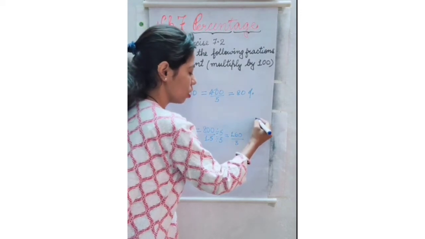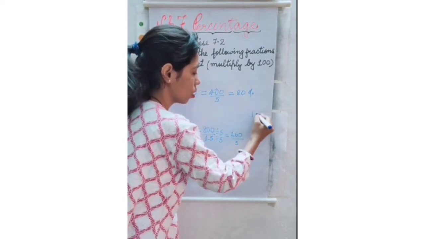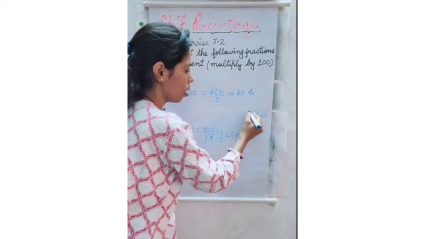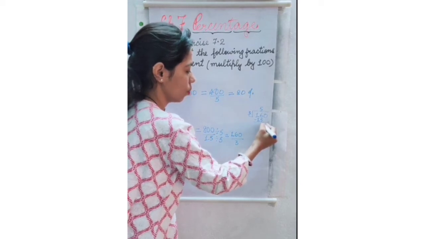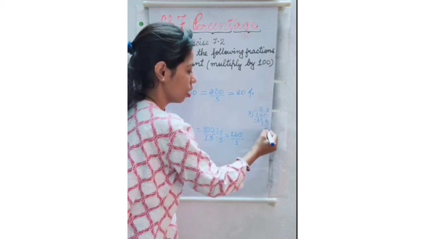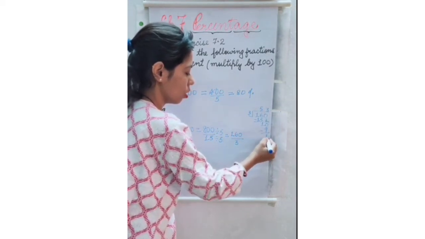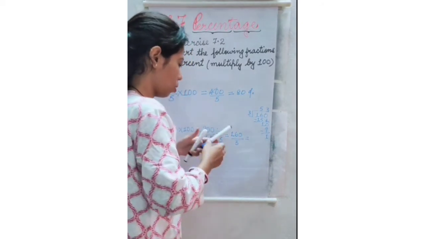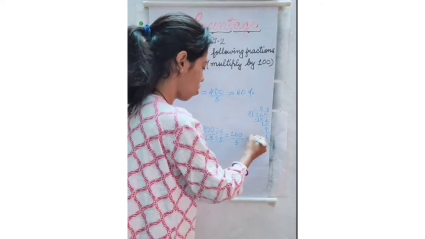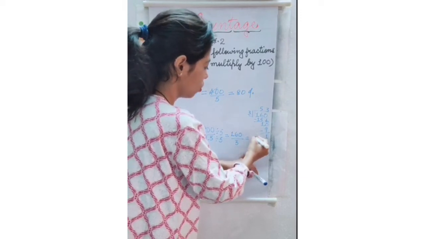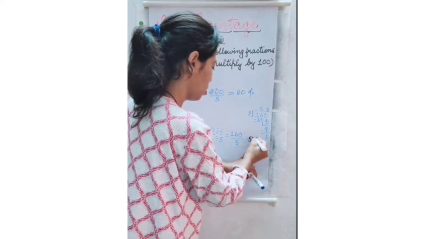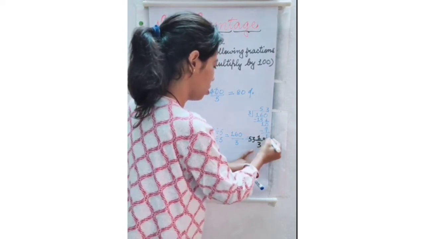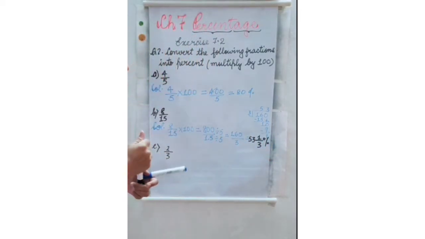Now let's divide this 160 by 3. 3 5s are 15. 1. This 0 will come down. 3 3s are 9. 1. So 160 by 3 in the form of percentage we can write as 53, and a remainder will come. 53 whole 1 by 3%.